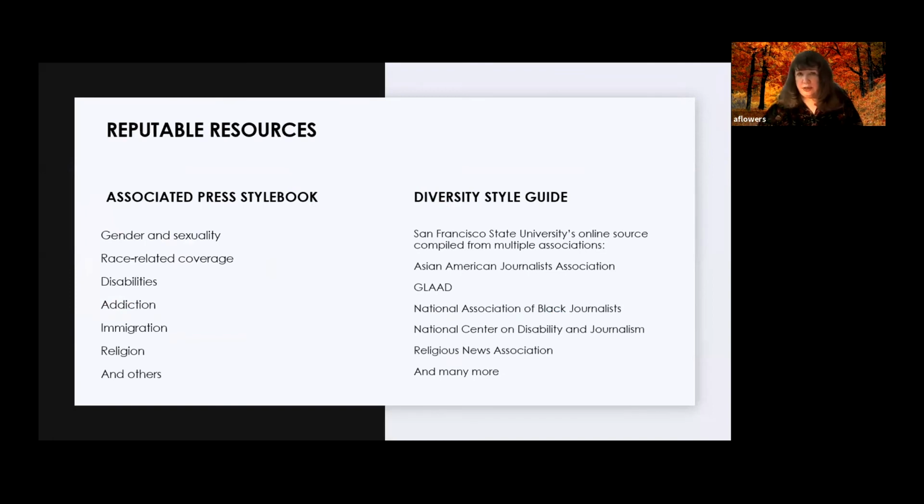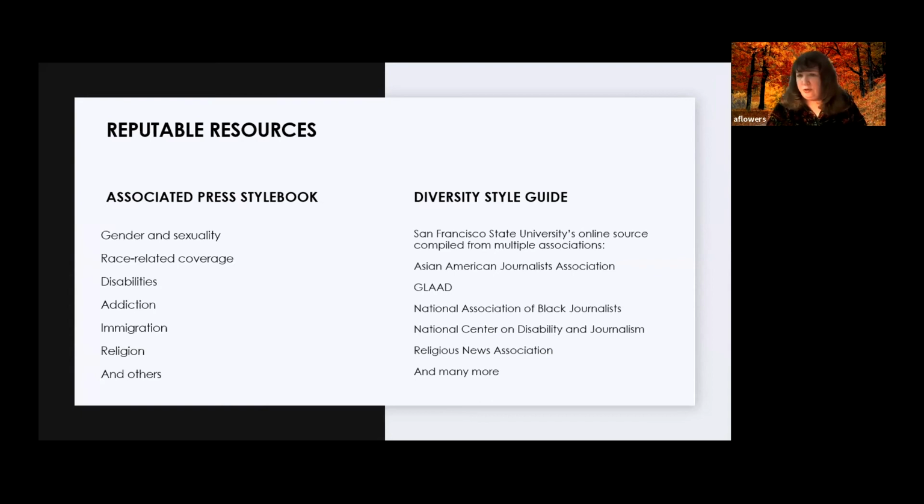I use what I consider, and I think we do in the industry, reputable sources. I know everybody, practically everyone, whether a practitioner or a professor, uses the Associated Press style book in PR writing. It's interesting that AP has truly evolved to offer much more extended sections on gender and sexuality, race-related coverage and terms, and other categories that are listed there.